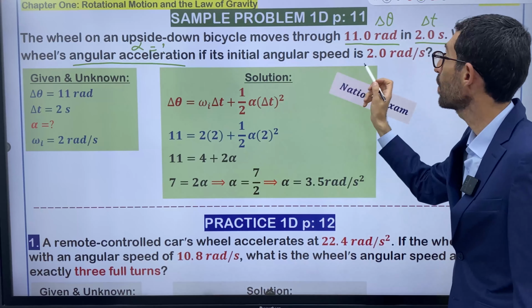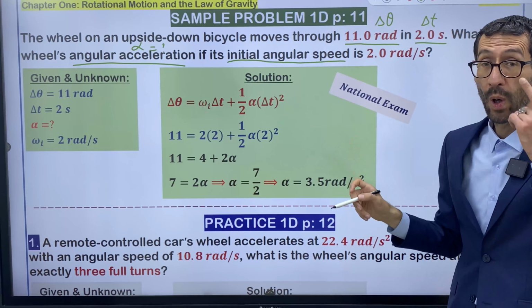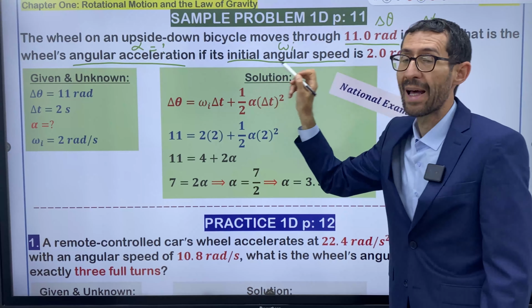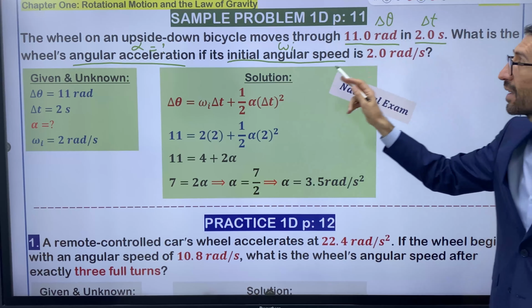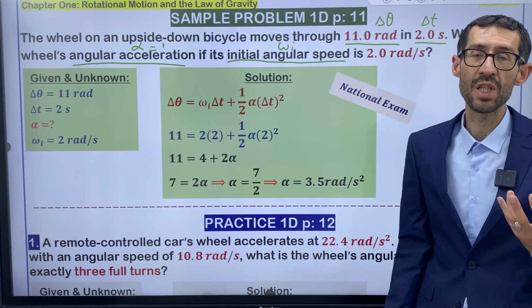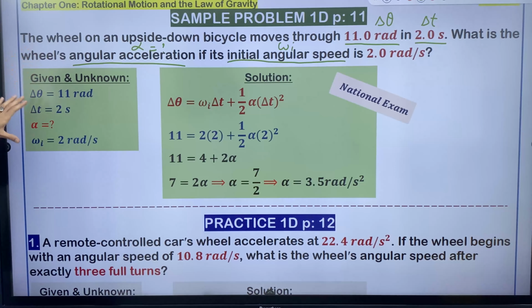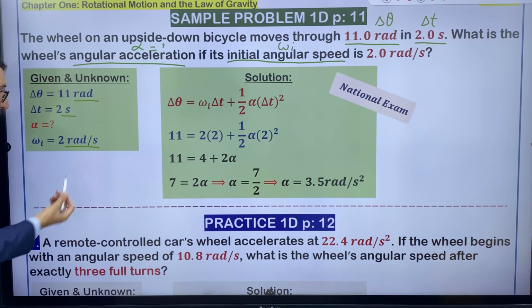It says initial angular speed, so what's this quantity? Omega I. So we have omega I, delta theta, delta t, and we look for alpha. Which equation is valid here? Think about the equation. I summarized the given and unknown: delta theta is given in rad, delta t is given in seconds, and omega I in rad per second. So we don't need conversion because all of the dimensions are unified.